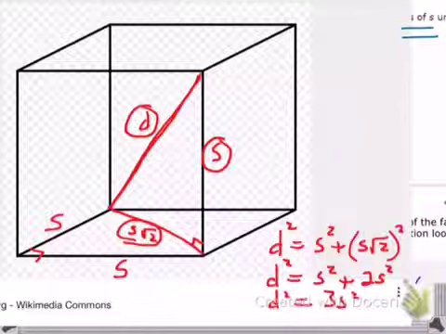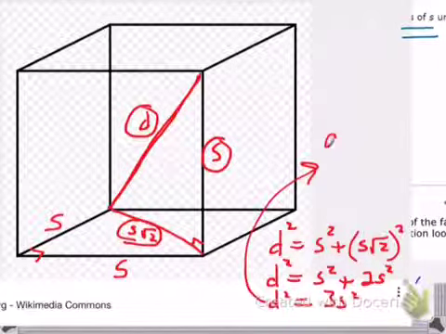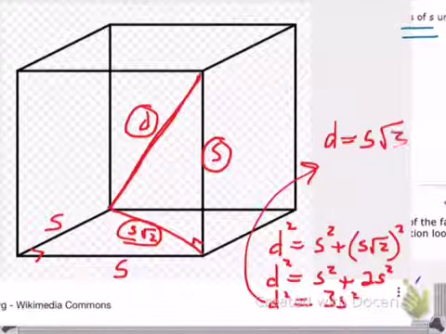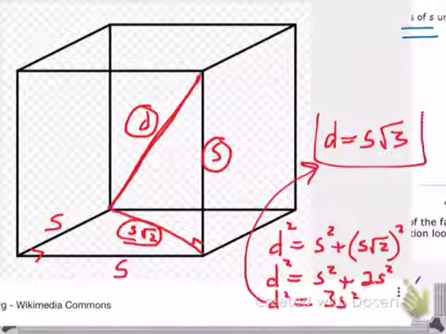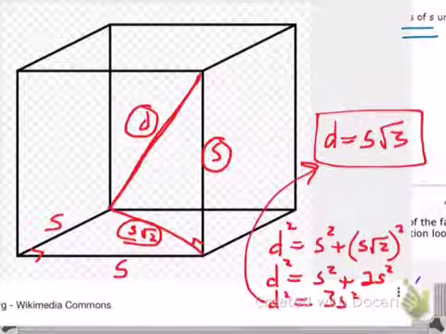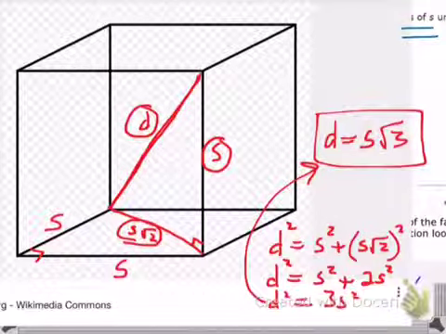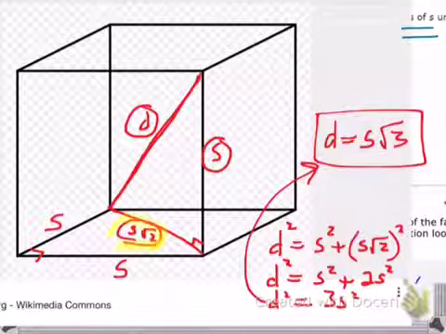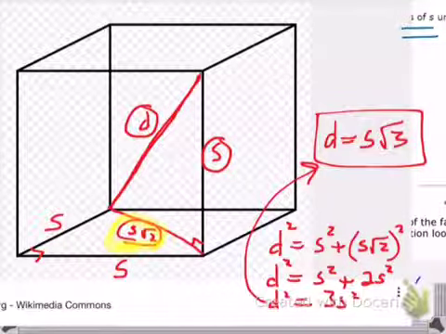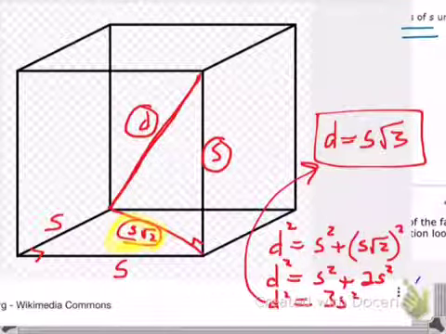squared. And then when you take the square root of both sides there, we end up with d equals, the square root of s squared is s, and the square root of 3 is what we're left with. So that's the length of the diagonal of that cube. So we're using in this case 45, 45, 90 relationship to find the diagonal of the face of one of the sides of the cube, and then we use the Pythagorean theorem to find the diagonal in terms of S.